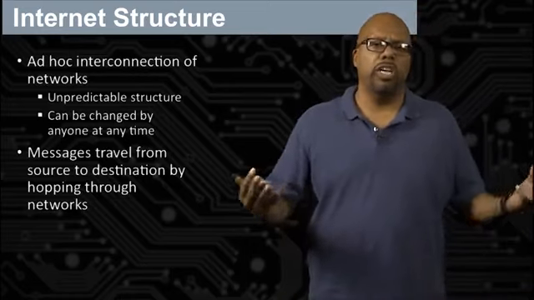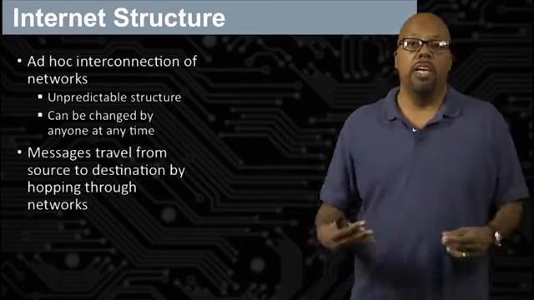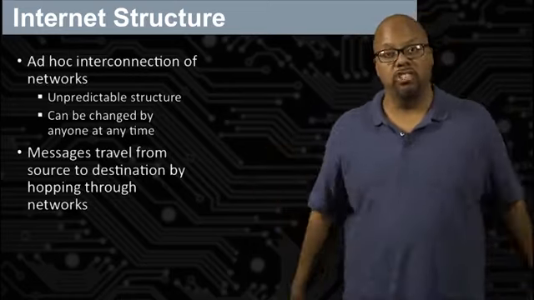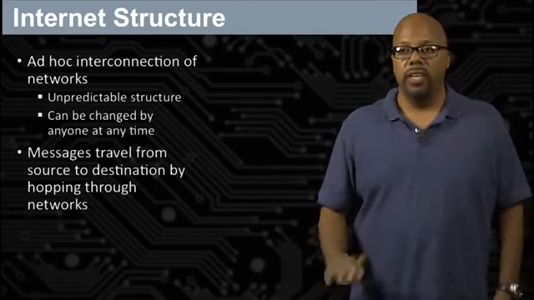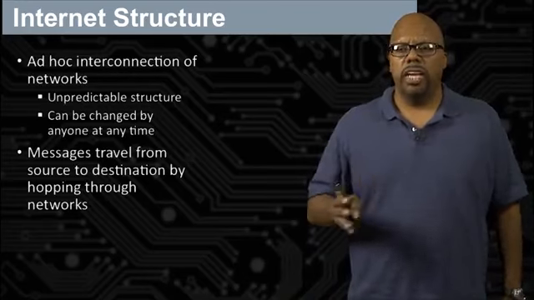Somebody can build up a new network right now, plug it into the wall, and bam, there's a new addition to the internet. And that happens all the time. So it has an unpredictable structure, but it still has to work. Actually, it's pretty amazing that it works as well as it does, given the fact that it's so crazy. It can be changed by anyone at any time.